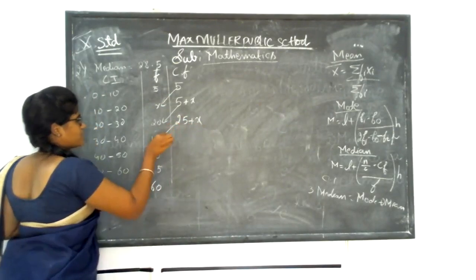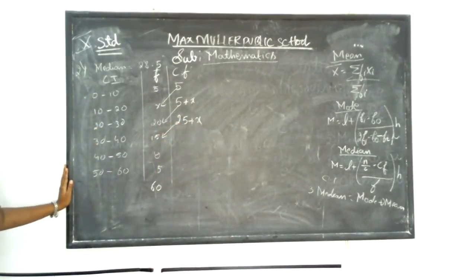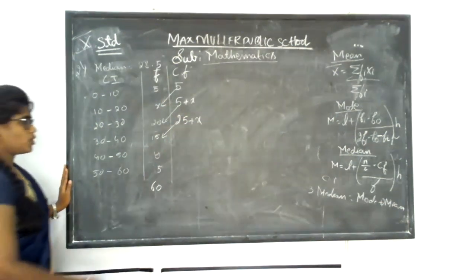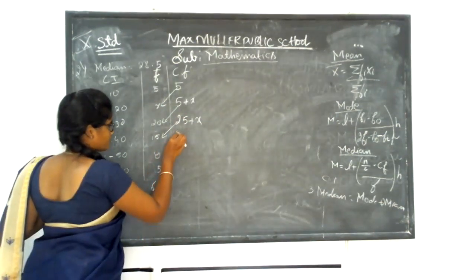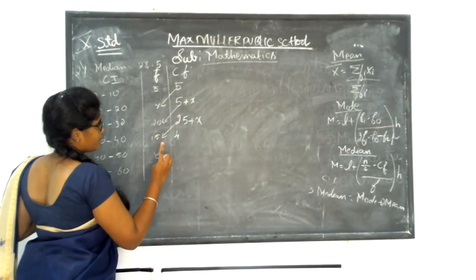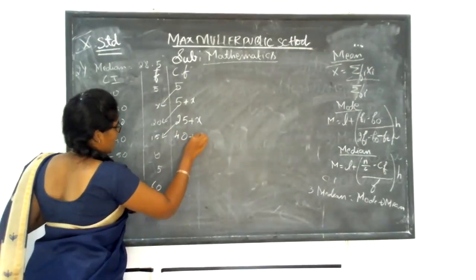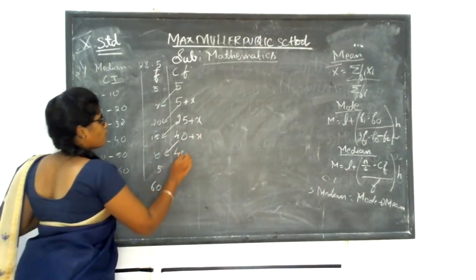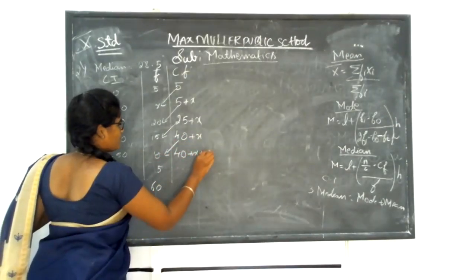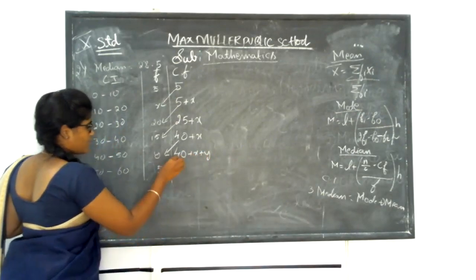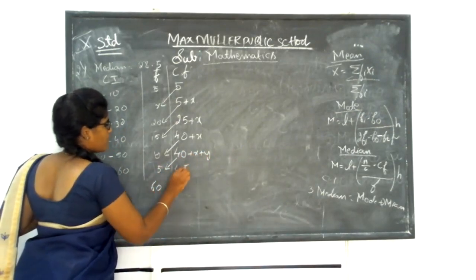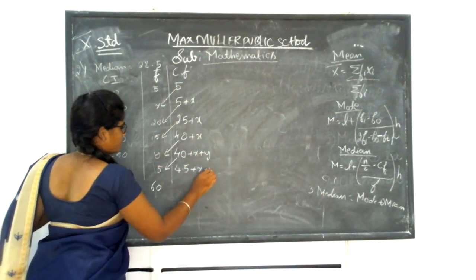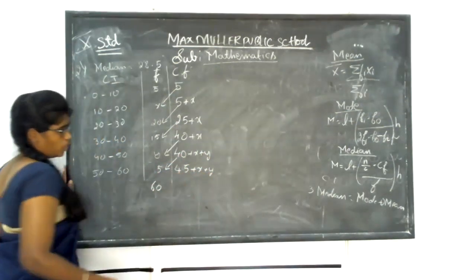Next 25 plus 15. 25 plus 15 is how much? 25 plus 5 is 30. 30 plus 10 will be 40. So it is 40 plus x. Then again they have told it as y. So you'll be having 40 plus x plus y. Then you will be having plus 5. So it will be 45 plus x plus y. And then that's all. Anything else?